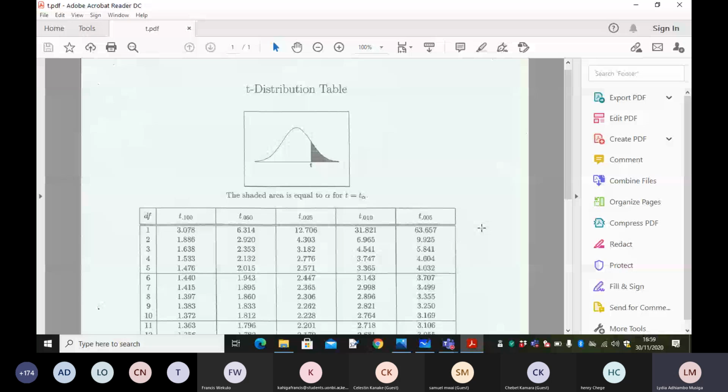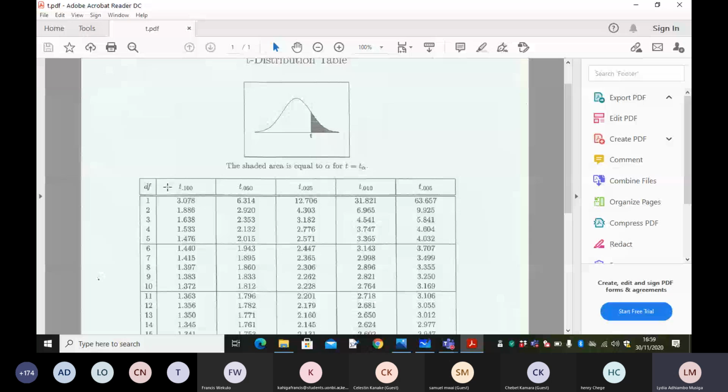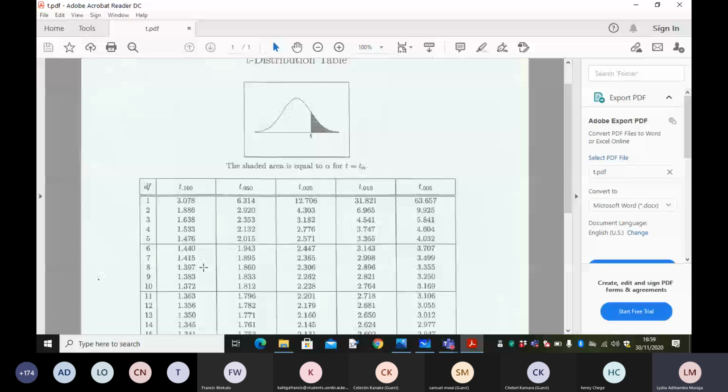T, okay. So now on the left side, I can see 8. The first number I see is 1.397. At the top there, it is T 0.10. Moving towards the right, I can see at the top T0.05, but we are looking for T0.025. Moving more to the right, I see at the intersection of 8 degrees of freedom and T0.025, I see 2.306.